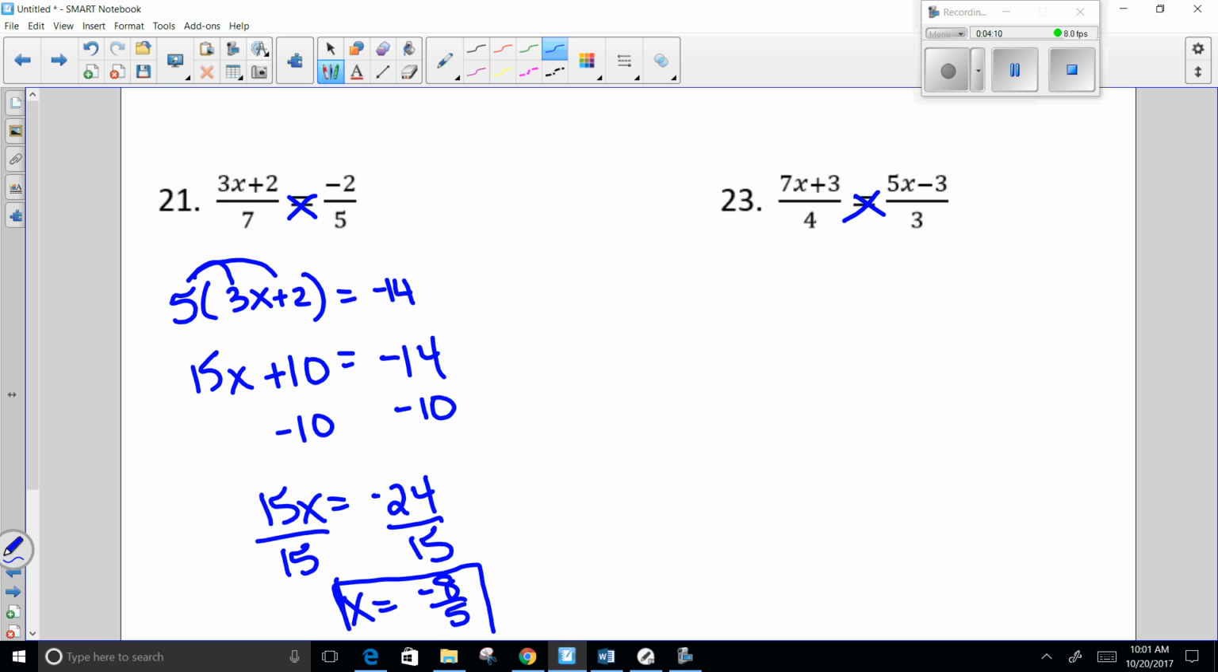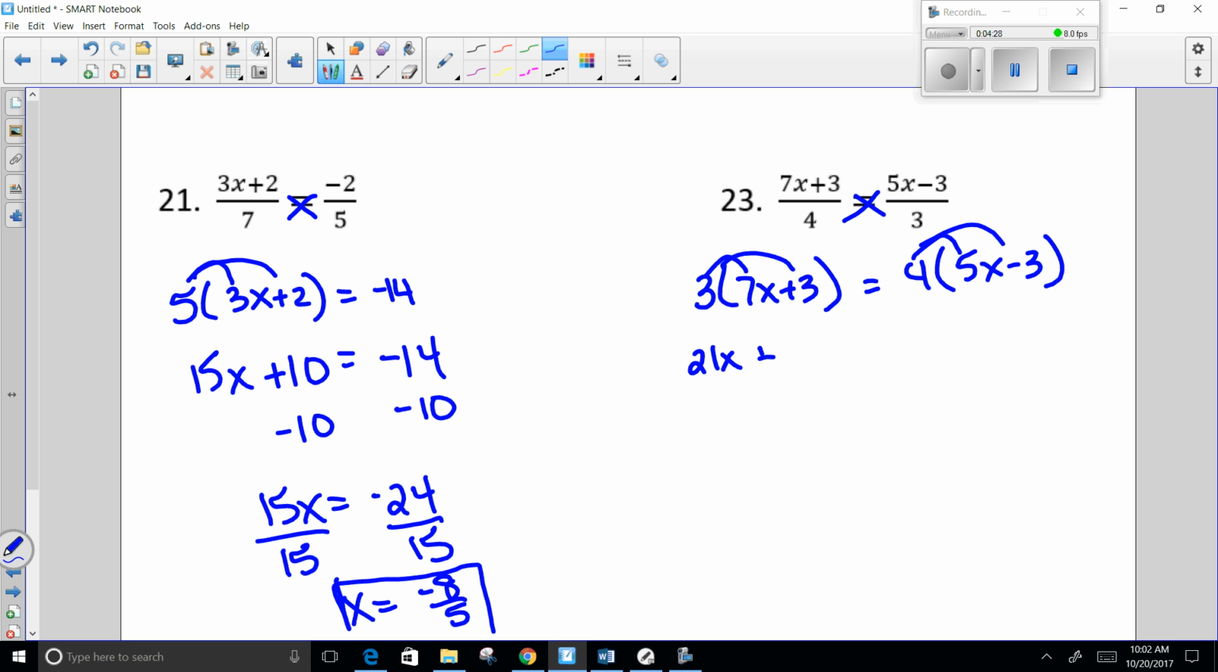Number 23, proportion, cross multiplication. So it's going to be 3 times (7x plus 3) equals 4 times (5x minus 3). Now you distribute on both sides of the equation. So you get 21x plus 9 equals 20x minus 12. Now I have variables on both sides. I need to get this 20x and this 21x together. So I'm going to move this entire 20x to the other side by getting rid of a positive 20x, subtracting 20x from both sides.